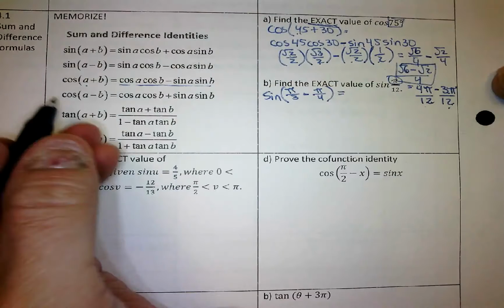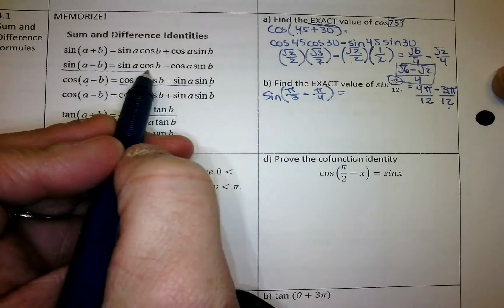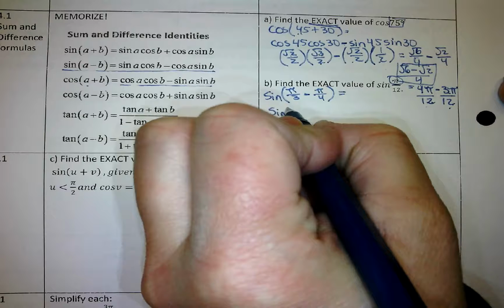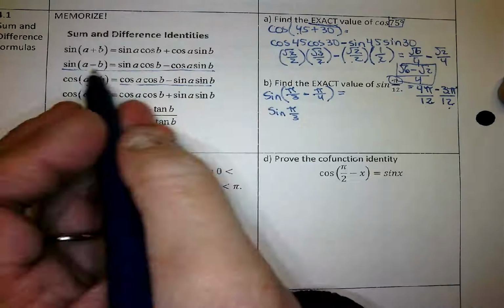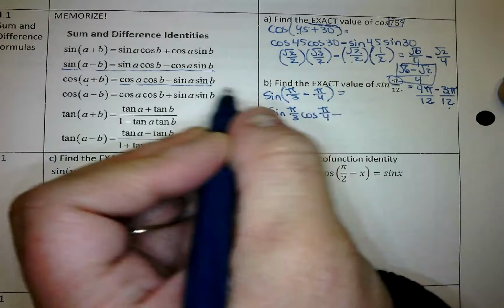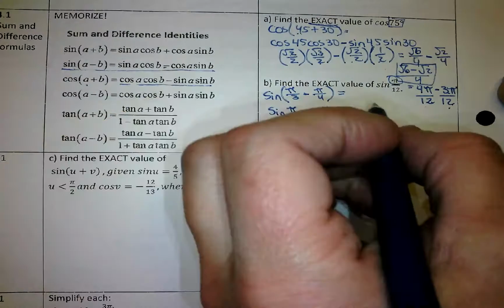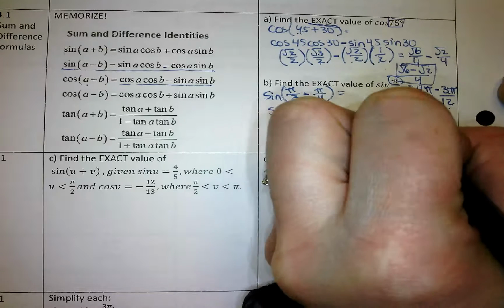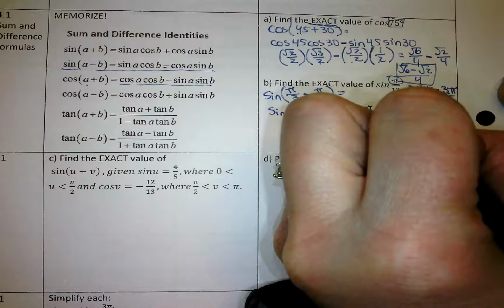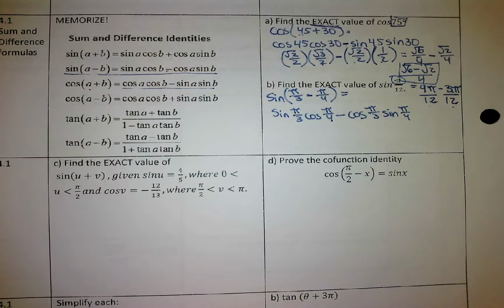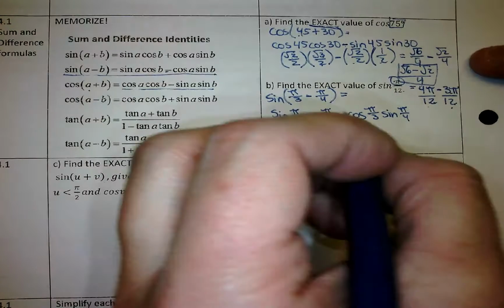Okay, and we're going to go ahead and plug it into our sine of A minus B formula. Okay, so we're going to have sine of pi over 3 times cosine of pi over 4. And then that's going to be minus, because that's what the formula says, cosine of pi over 3 times sine of pi over 4. Okay, so now let's just find what these values are. Okay, so sine of pi over 3 is square root of 3 over 2.